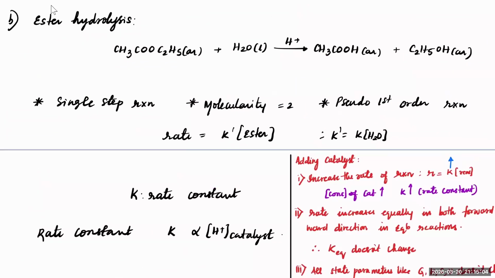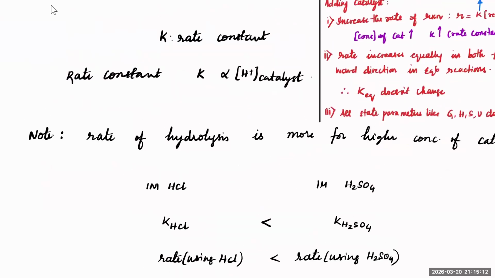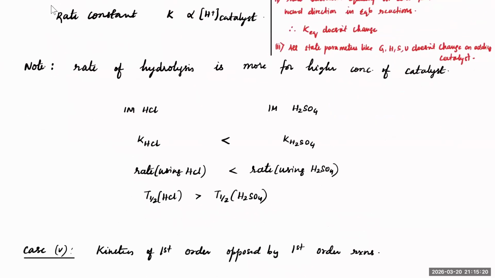catalyst. And you see ester hydrolysis, more frequently, we see happening in acidic medium. So in acidic medium, if you increase the concentration of an acid, naturally it will increase the rate of the reaction. So you can see if you are comparing 1 molar HCl as a catalyst and 1 molar H2SO4 as a catalyst, definitely the H plus concentration in H2SO4 is more. Therefore, the rate constant of the H2SO4 reaction would be more than the rate constant of HCl. Hence, the rate using HCl will be less than the rate using H2SO4.